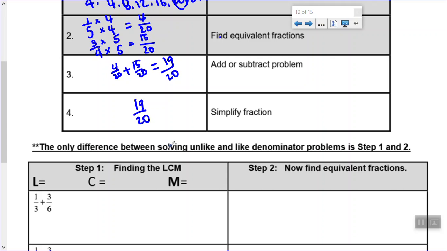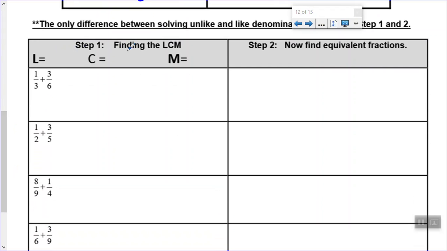So the only difference between solving unlike and like denominator problems is steps 1 and 2. You have to find the LCM and find the equivalent fractions. So a couple more examples. Step 1, you have to find the LCM, which stands for least common multiple. And you have to find the equivalent fractions. So 1/3 plus 3/6. Let's find the LCM.